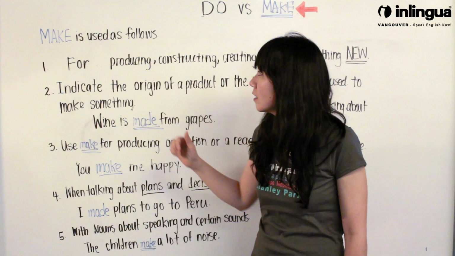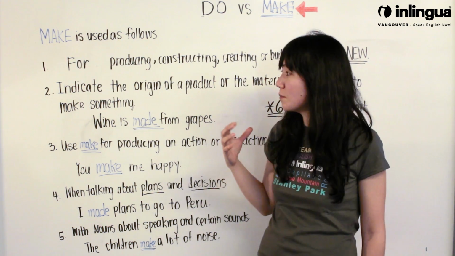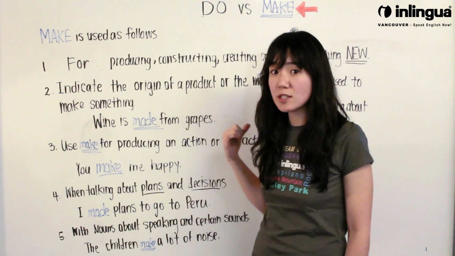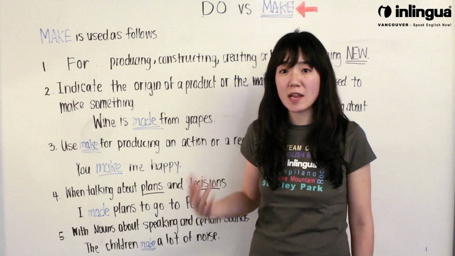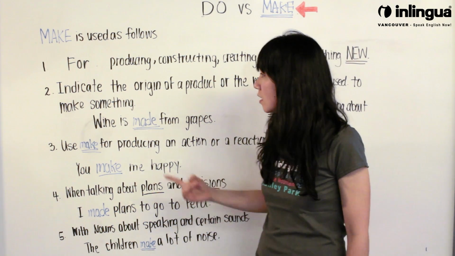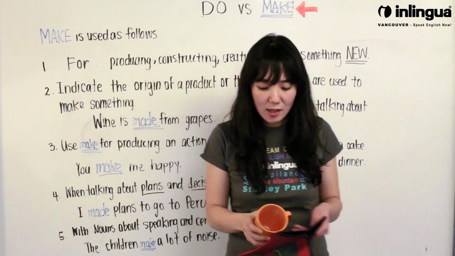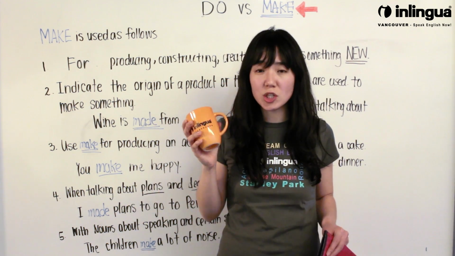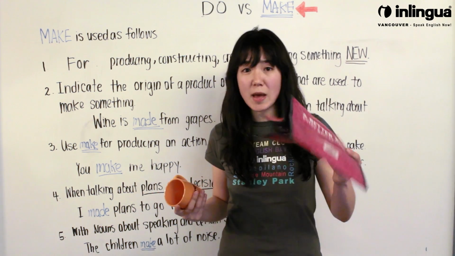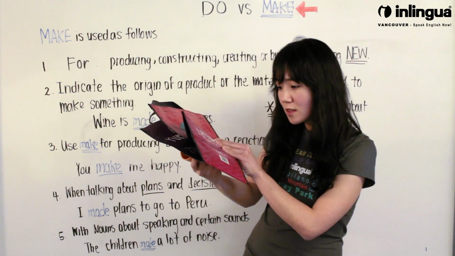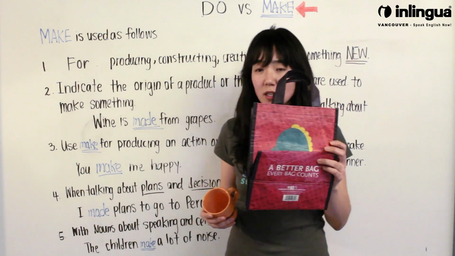So here you have it. Make is used for producing, constructing, creating, or building something new. Like number 6, when you're talking about food, meals, breakfast, lunch, dinner. I made breakfast. He makes breakfast. 2 is to indicate where something is made, like this cup here was made in China. And the materials that were used to make this bag, this bag is made from 80% recycled materials.